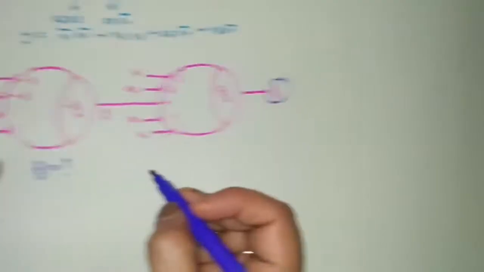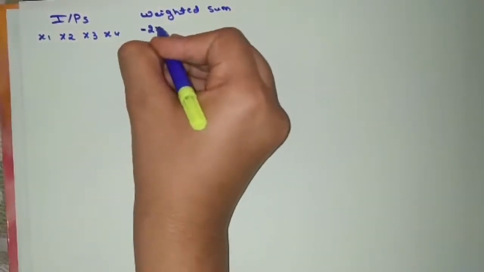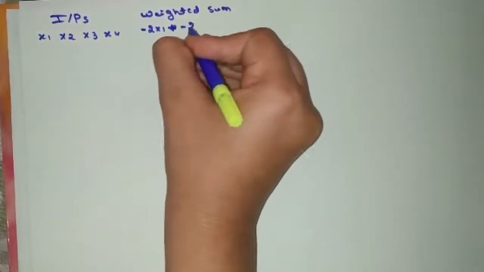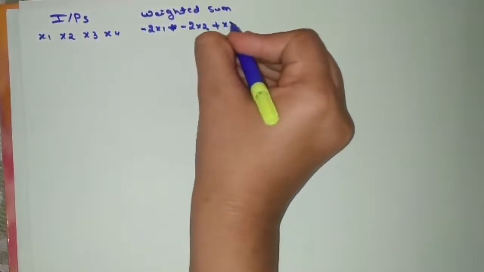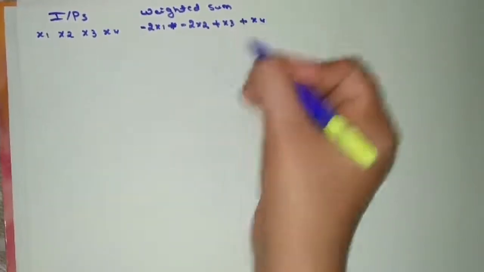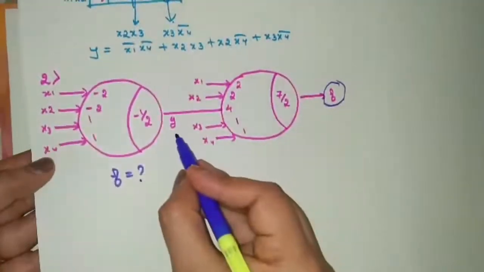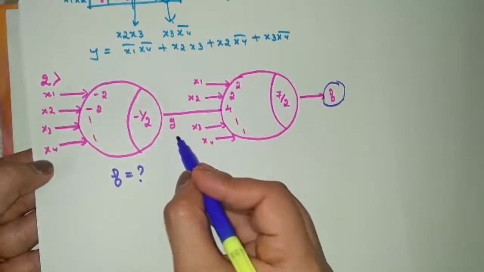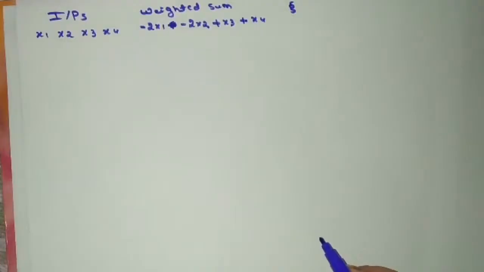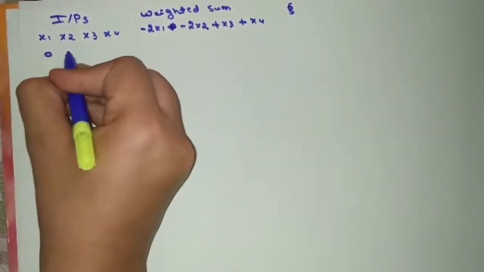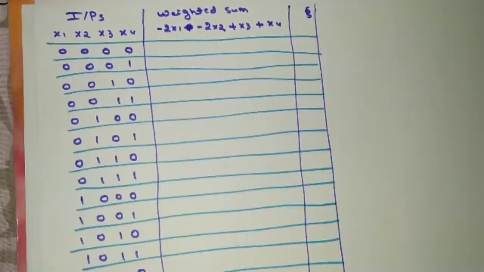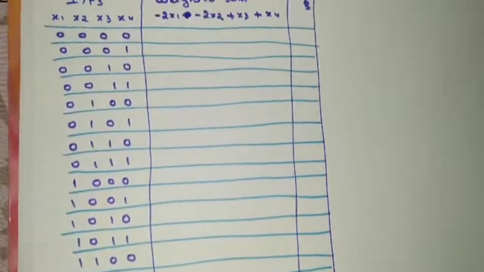Minus 2, minus 2, 1, 1 are the weights. So the weighted sum will be minus 2 x1, sorry, it's minus 2 x2 plus x3 plus x4. So this is the weighted sum equation. And next we will find out G, that is the output of the first threshold logic. First write down the inputs from 0000 to 1111. Now I have written all the combinations of inputs, as you can see.